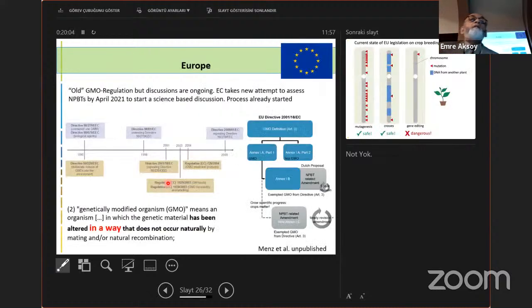In Europe, the old GMO regulation still applies, but discussions are ongoing. The EC is making a new attempt to assess NPBTs, with a science-based decision process already started. They define a GMO as an organism in which the genetic material has been altered in a way that does not occur naturally by mating or natural recombination.